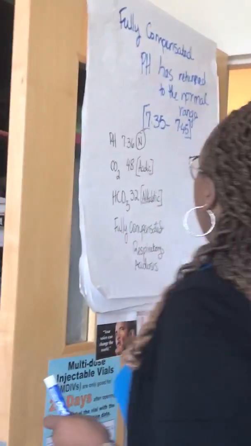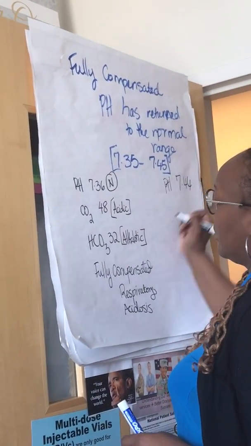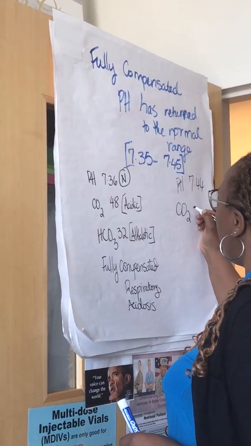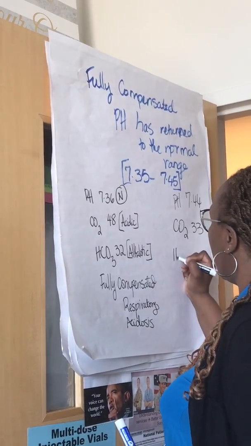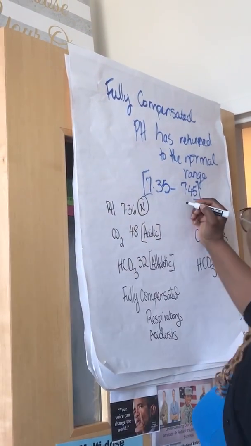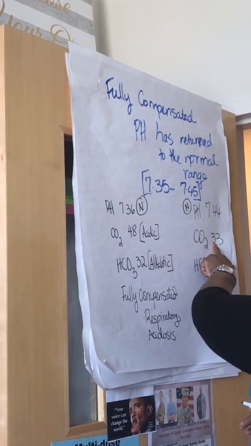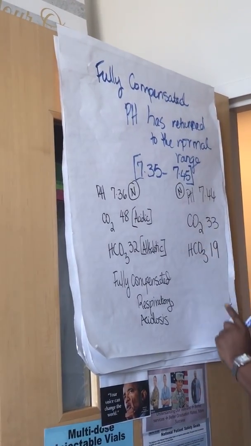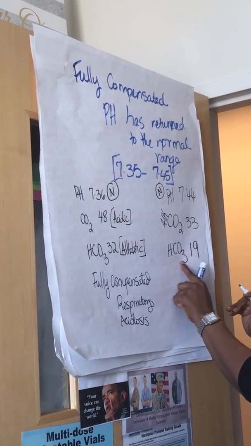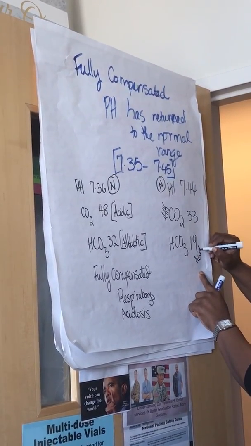Do you guys get that? And then if we had a pH of 7.44, CO2 of maybe 33, bicarbonate of 19. We look at the pH, it's normal. CO2 is 33. We know CO2 is an acid, so if we have less of it, we are having an alkalotic problem. And then HCO3 of 19. HCO3 is an alkaline, so if we have less of it, we know it's trying to become acidotic.